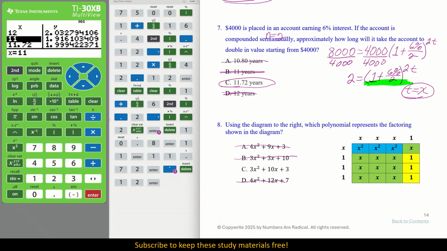Now, just to verify, how many singletons do you have? I have 1, 2, 3, and they're positive because they're yellow. And there you go. If they were negative, they would have been red. So option C is what we needed. Okay, let's go to number 9.